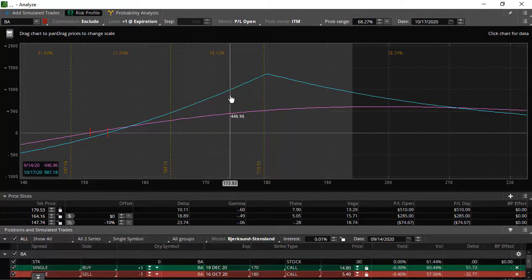You'll keep going up, getting profit until you hit the inflection point of 180 where you sold it. You're basically adding a cap to your profits. But that cap only exists as long as this option is on till October the 16th. Okay, you follow me? Yep.